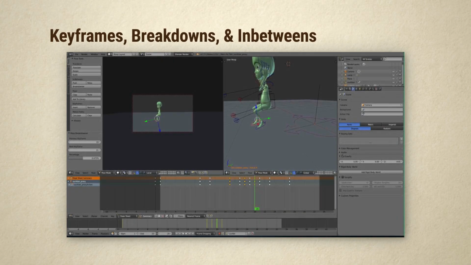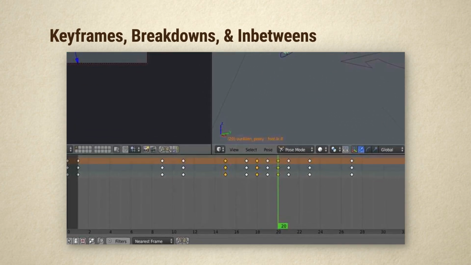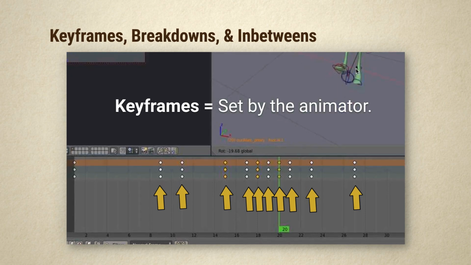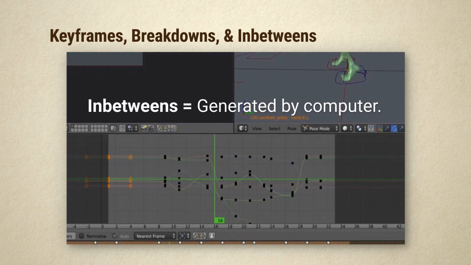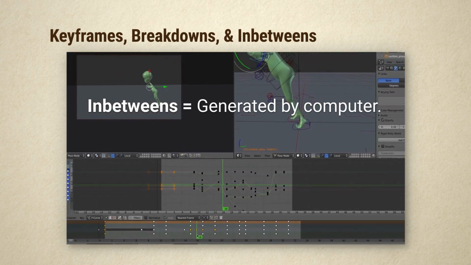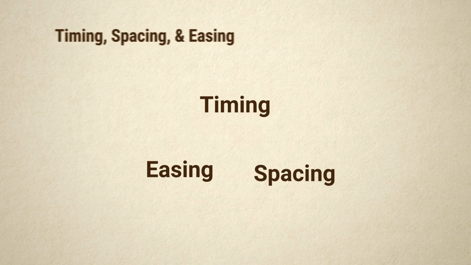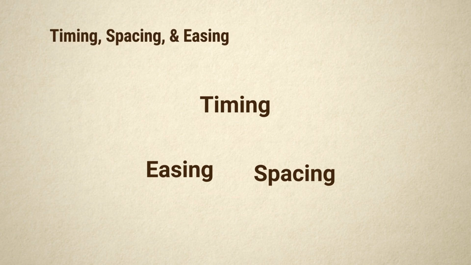Now in 3D, or computer-tweened 2D, a keyframe is any position on the timeline where the animator has defined the position of the character. In-betweens are all the frames that the computer interpolates, or automatically generates, to move the character from key to key.